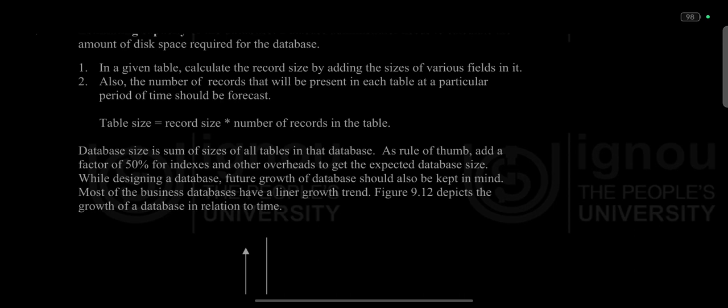forecast. Table size is equal to record size into number of records in the table. Database size is sum of sizes of all tables in that database. As rule of thumb, add a factor of 50% for indexes and other overheads to get the expected database size.